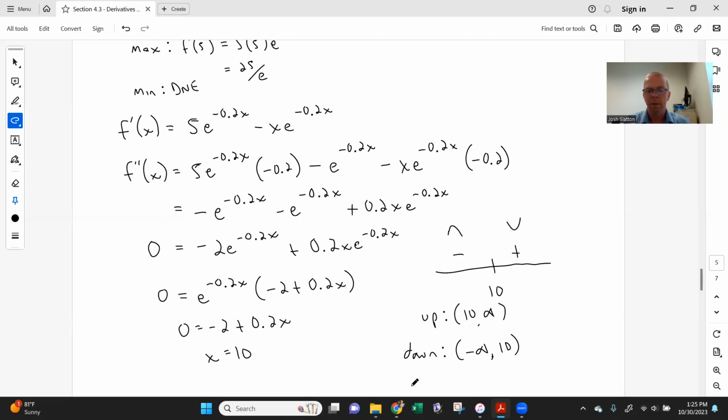And then, since the second derivative changes signs, we'll have an inflection point at 10. So we just need to plug in 10 into the original. So the original f of x equals 5x e to the negative 0.2x. So plug in 10, we get 50 e to the negative 2. And so that would be 50 over e squared. And there's your inflection point.